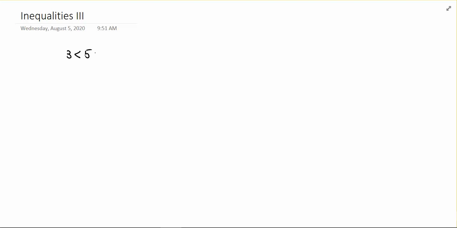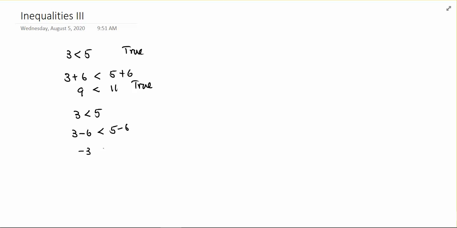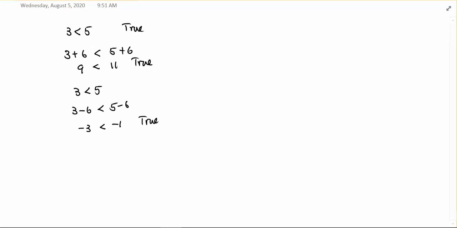If I were to add a number to both sides, using the addition property, I get 9 is less than 11, and that's true. If I were to subtract, so if I start again with 3 less than 5, and this time I subtract 6 from both sides, I get -3 less than -1, and that is still a true statement. So adding or subtracting leads to true statements.